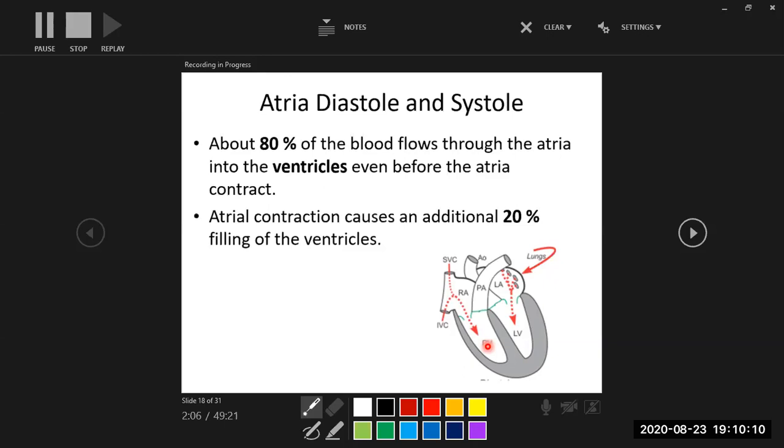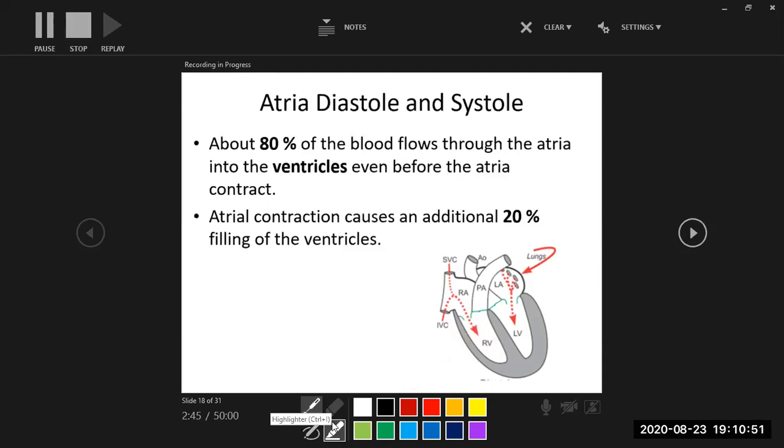So before any contraction, blood fills up the ventricle through the atrium to the ventricle for both left and right, to fill it up to about 80% of the total filling. And following that, we will start to have the P wave, atrium contraction. That atrium contraction will contract both left and right.